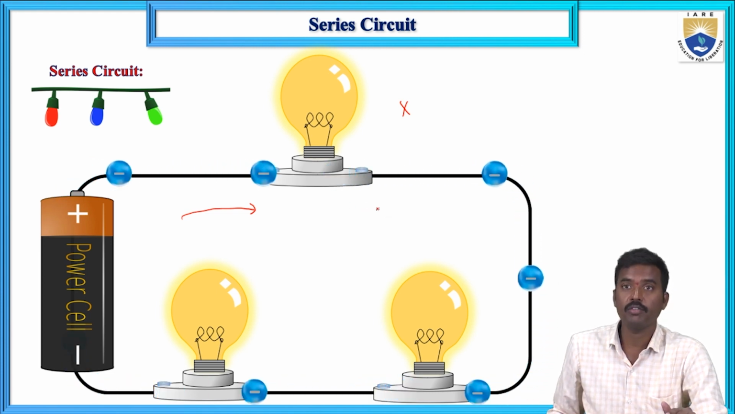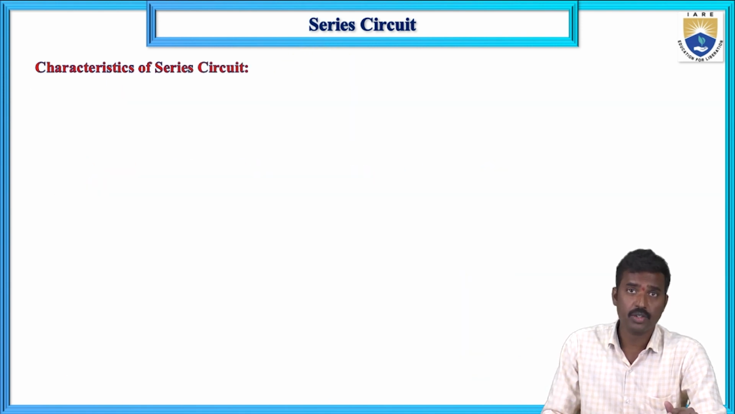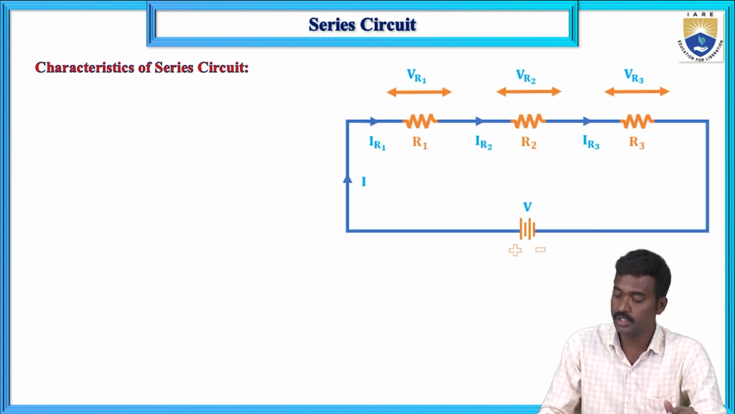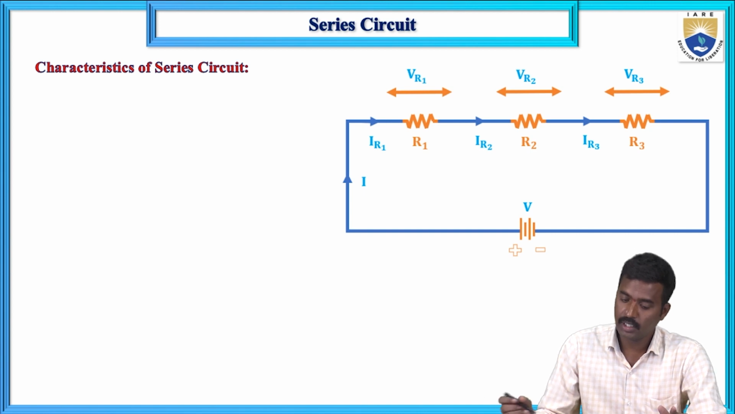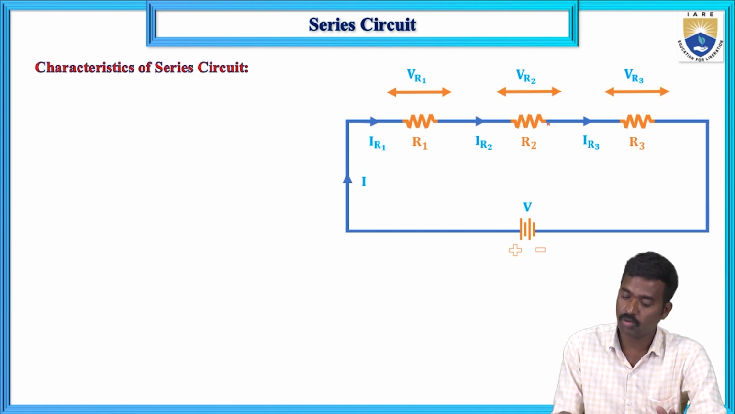Next, the characteristics of series circuits. What are the series circuit properties? If you see the diagram here, these are the three resistors R1, R2 and R3. Here I consider only resistors, but it can be applicable for inductors and capacitors also. Three resistors R1, R2 and R3 are connected in series across the supply voltage V and the total current is I. Each resistor's currents are IR1, IR2 and IR3 and voltages are VR1, VR2, VR3.